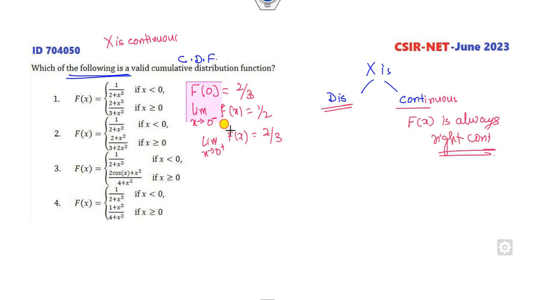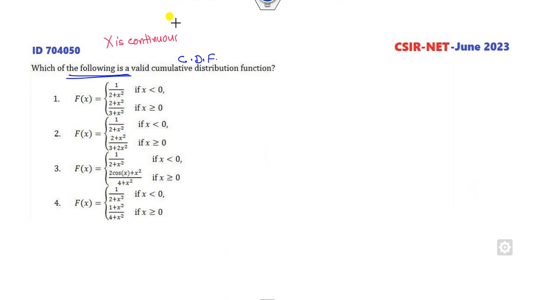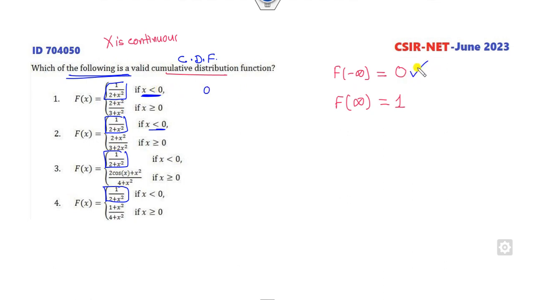However, how can you check whether it's a CDF or not? You have to write the two properties: F of minus infinity must be 0, and F of plus infinity must be 1. You can check which of these is not satisfied. At minus infinity, in each case the function value is the same, so there is no need to check. As x approaches minus infinity, it goes to 0, so this property is satisfied in each case.